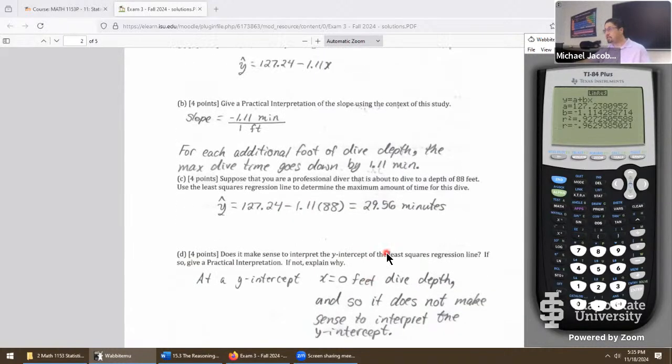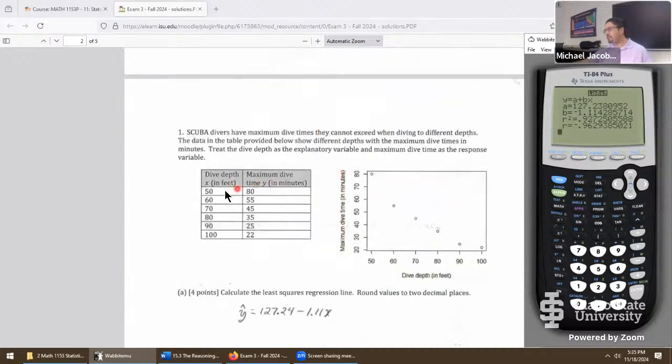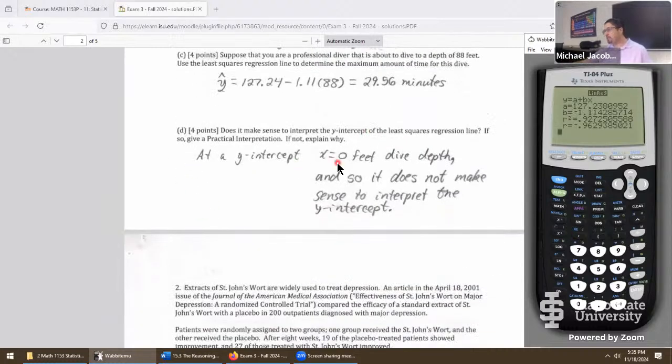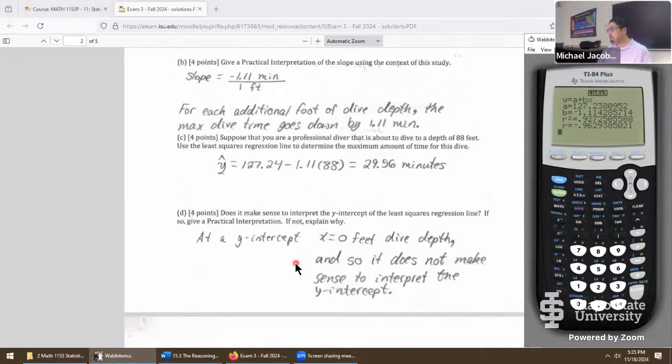The next trickiest question was definitely the y-intercept and its interpretation. At a y-intercept, you have to plug in a value of 0 for x. In this problem, it did not make sense to interpret the y-intercept, because if you plug in x is 0, you have 127 minutes, but that means you're diving at a depth of 0 feet. That could be a massive head injury, but the amount of oxygen you need would be infinite, right? There's no dive time if you're not diving to any depth. So that was the idea with the last part down below here.